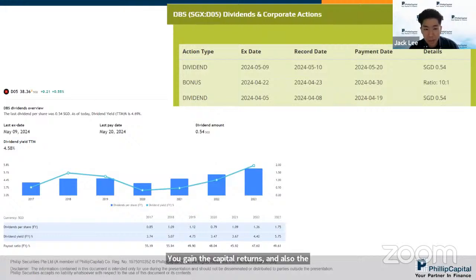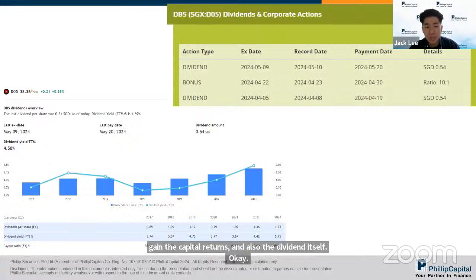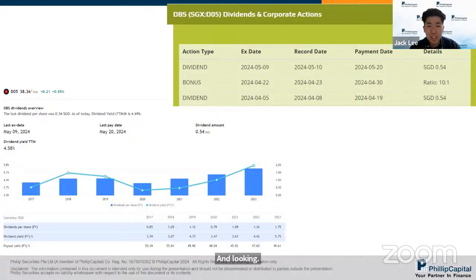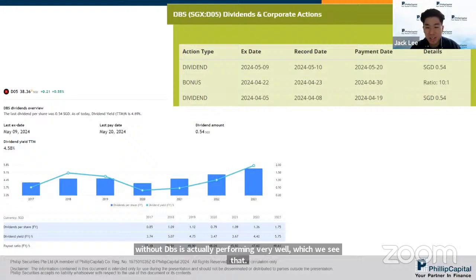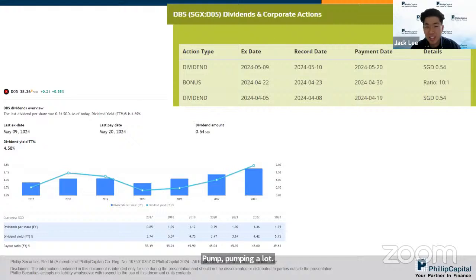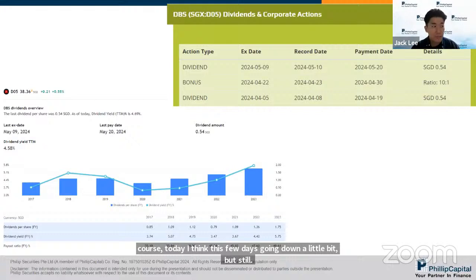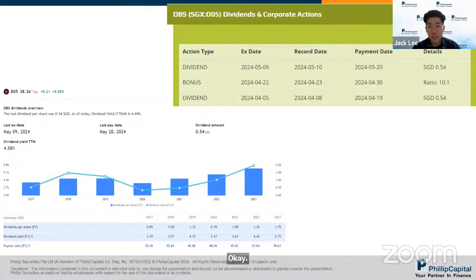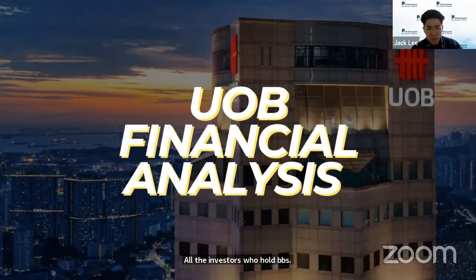Okay. And looking at the quarterly result, DBS is actually performing very well, which we see as the DBS price is pumping a lot. Of course, these few days it has gone down a little bit, but it has already broken through the historic high. Okay, so congrats to all the investors who hold DBS and the other two banks. So let us look at the quarter result for UOB, okay?